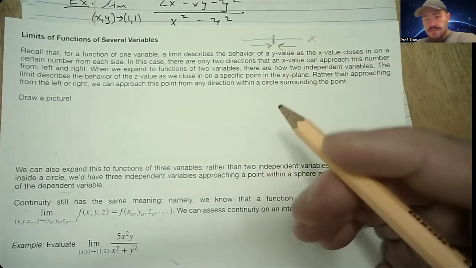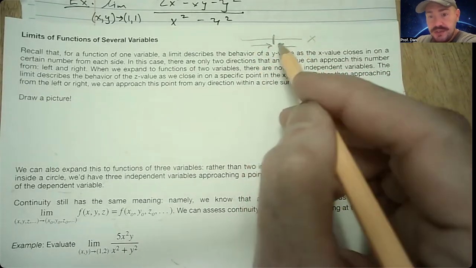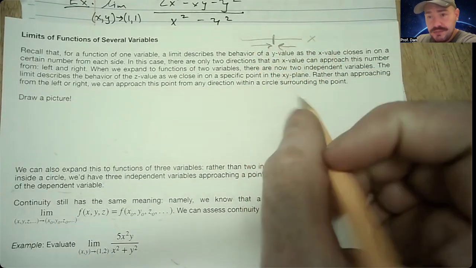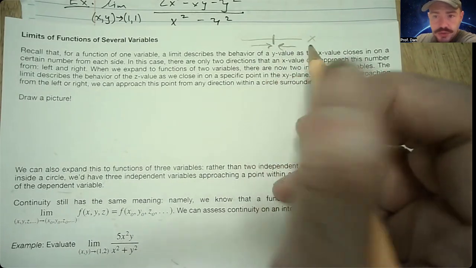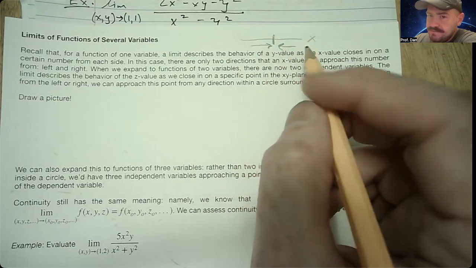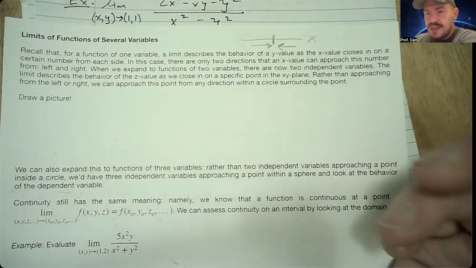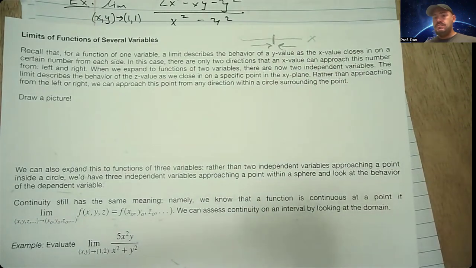And that's kind of straightforward, right? There's only a left and a right where x is concerned. There's only an above and below where y is concerned. So we could look at left hand limits, right hand limits, and if they're the same, then the overall limit exists. Easy peasy. However, when we move on to two and three variables, it is a little more interesting.